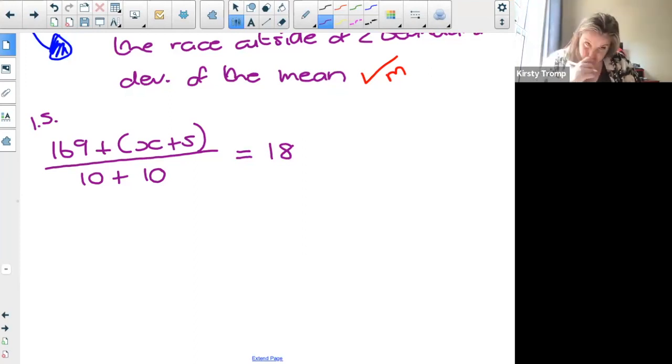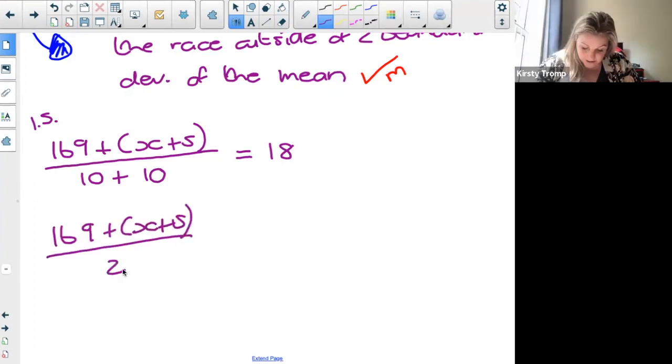So we've got 169 plus X plus 5, I'm just going to go from here, over 20 equals 18. All right, go solve that, guys. Go solve that. I'm going to go solve it my way. You can solve it whatever way you like.